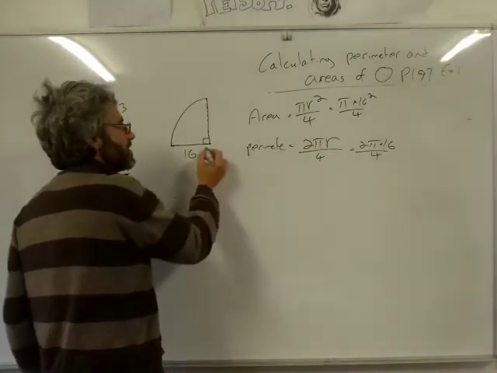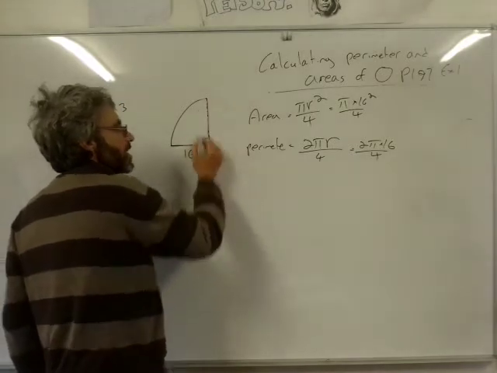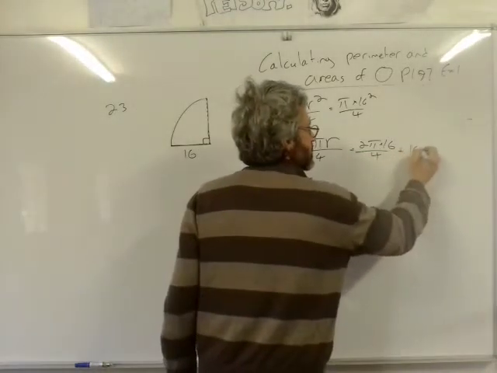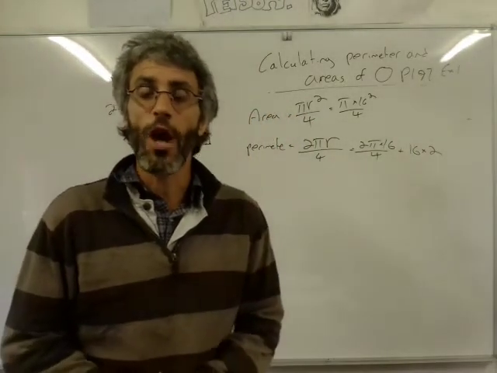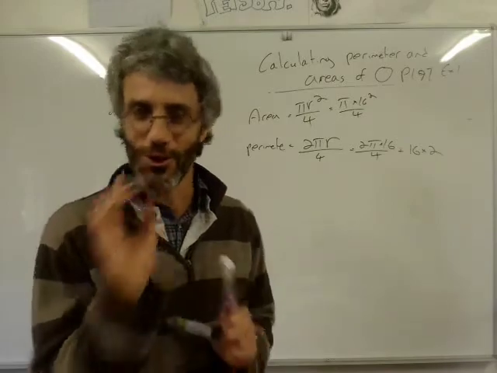Each one of them is 16, right? Because this is a radius, this is a radius. So I'm going to have to add plus 16 times 2, if it was a solid line. Okay, let's go have a look now at circles which are not quarter or half.